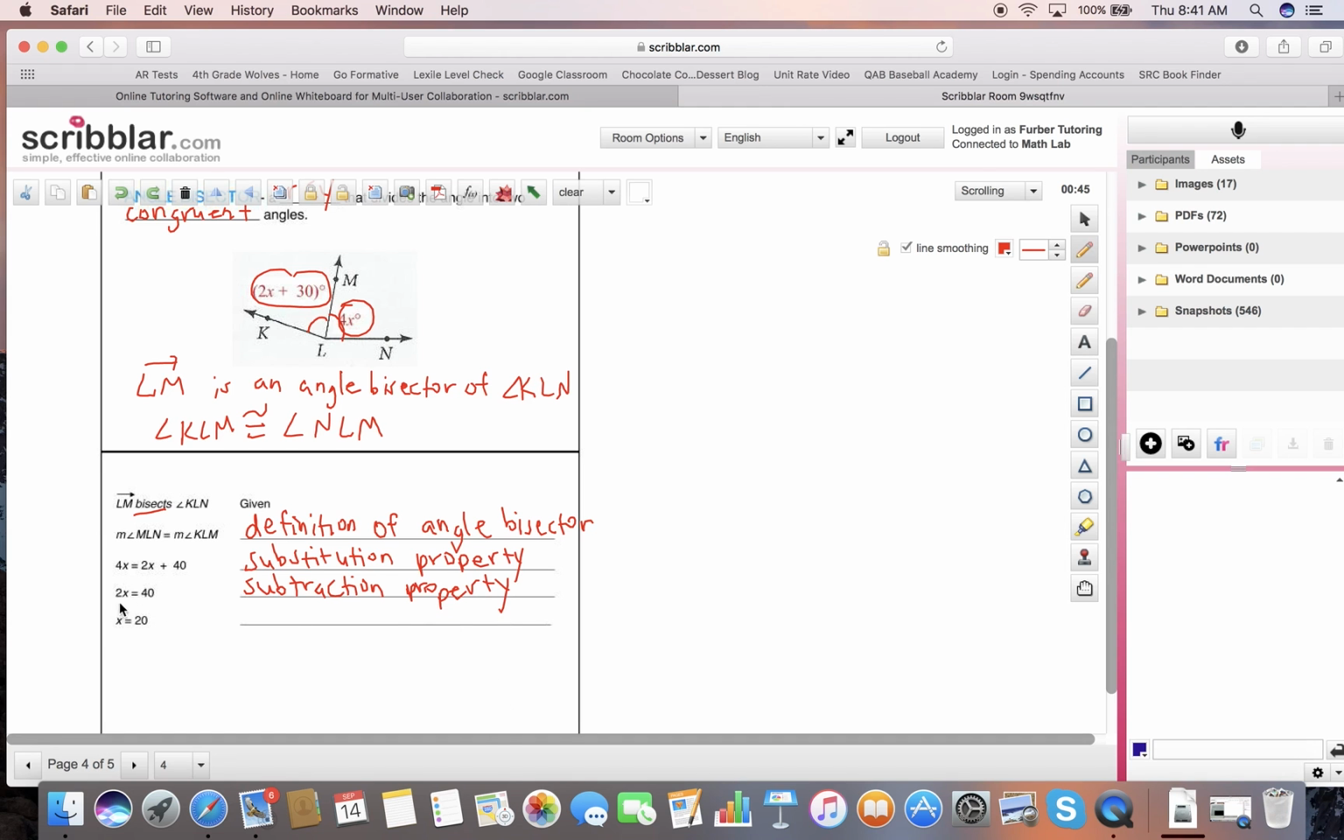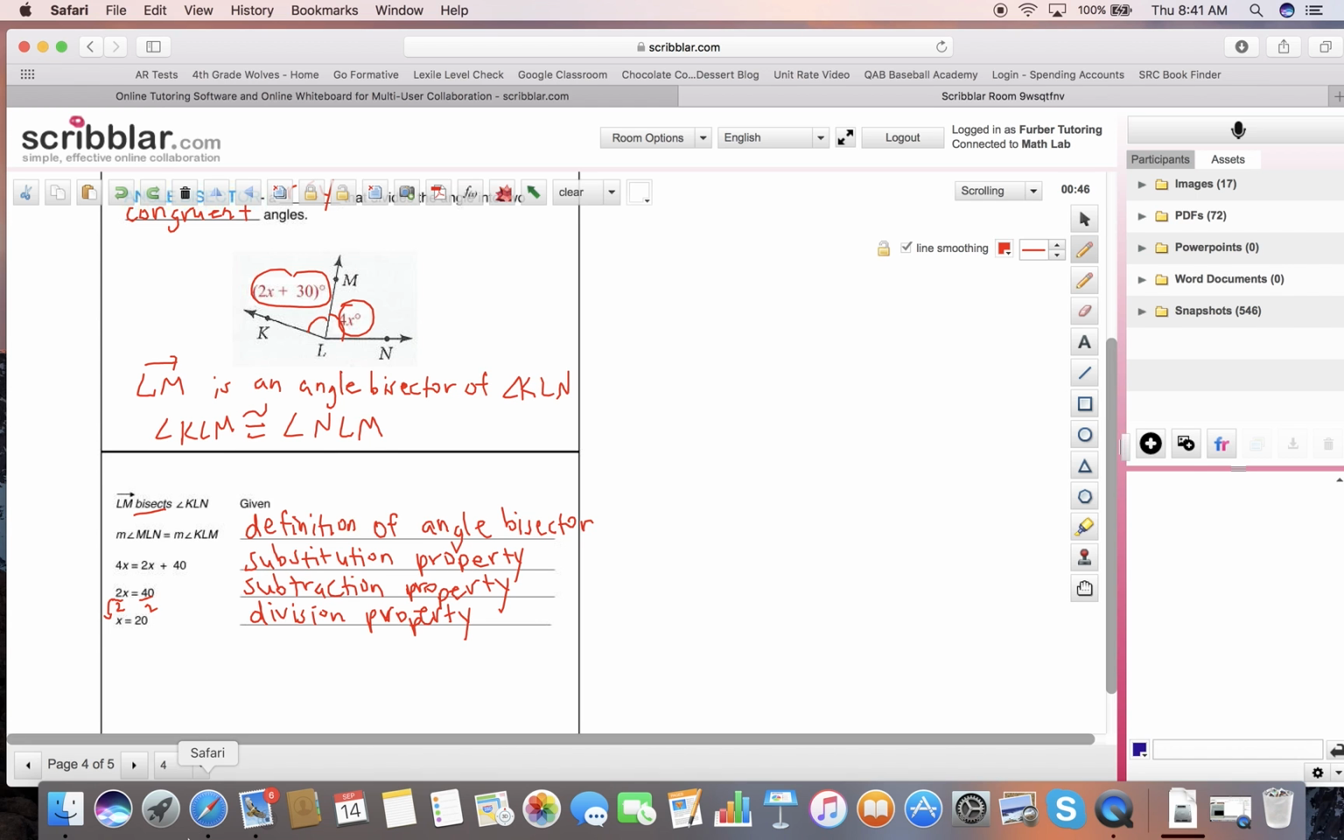And then, how did I get from this to this? How do I solve for x? Well, you probably would know that you would divide by 2. 2 divided by 2 would just be x, and 40 divided by 2 would be 20. So the fact that x equals 20 was arrived at because of the division property of equality. It allowed me to divide the same thing from both sides and solve the equation.